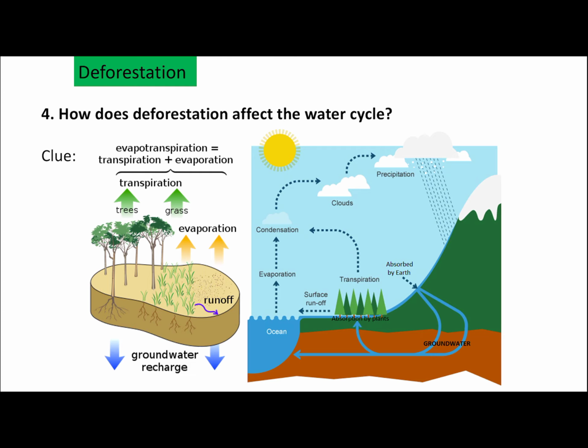Transpiration is the water loss through the stomata, through the leaves of the trees. Evaporation is the loss of water from the soil and from the land.